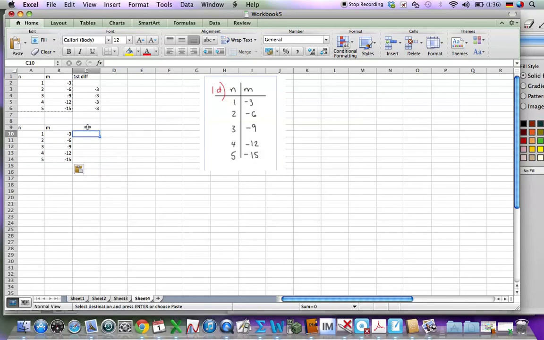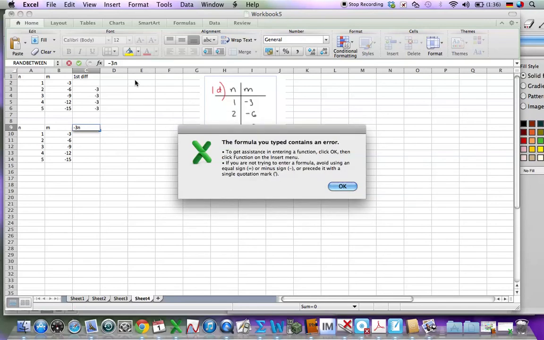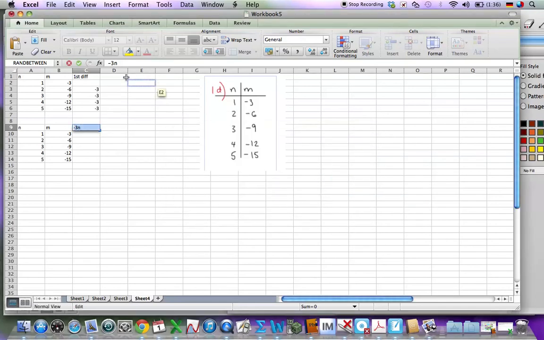I'm going to list the minus 3 times table, minus 3n. Doesn't like it. Okay. It wants to do a calculation, so I'm just going to type minus 3n. So equals minus 3 times n. And extend it. And if you think about it, if we do the differences, we'll get 0. So the formula is just m equals minus 3n.